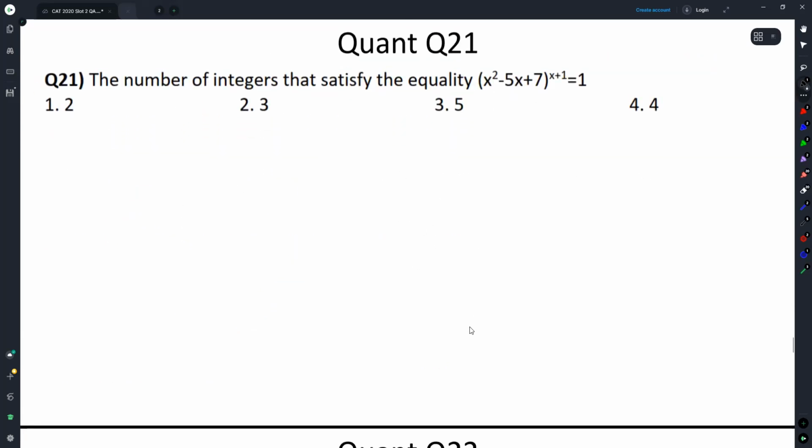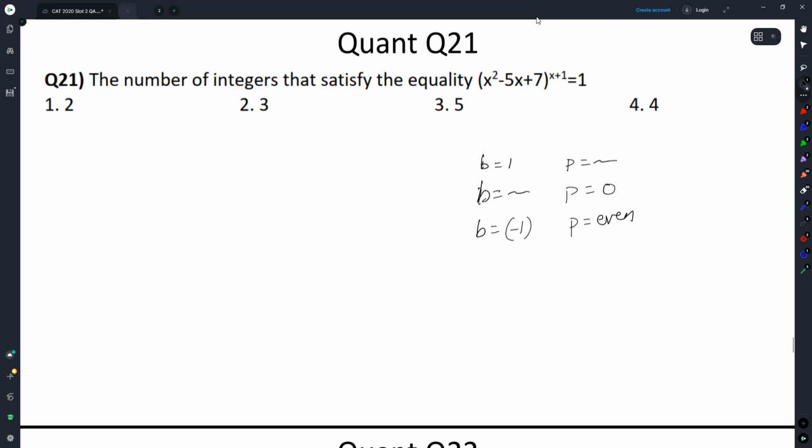The number of integers that satisfy the equality. This again is very similar to CAT slot 1 question, if you remember, just that in the power here we no longer have a quadratic expression. Anyway, there are cases when base is 1, power is anything. When base is anything, power is 0. Or when base is -1, power is even. These are the things that we have to take care of.